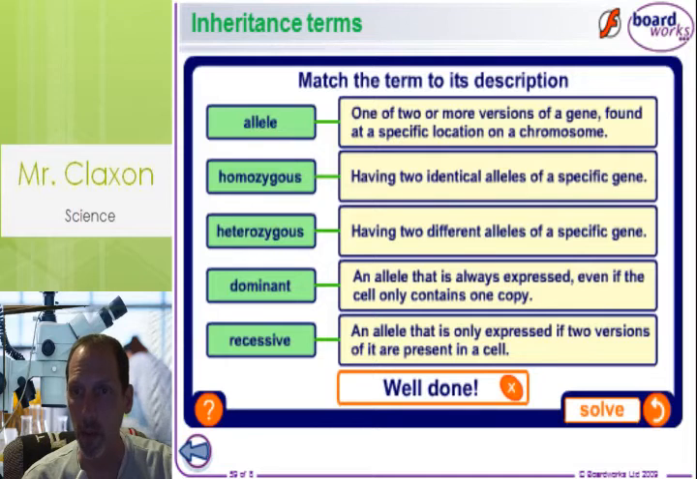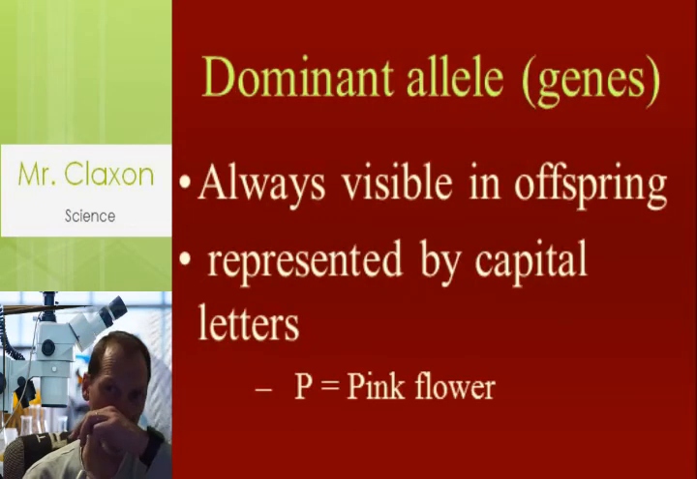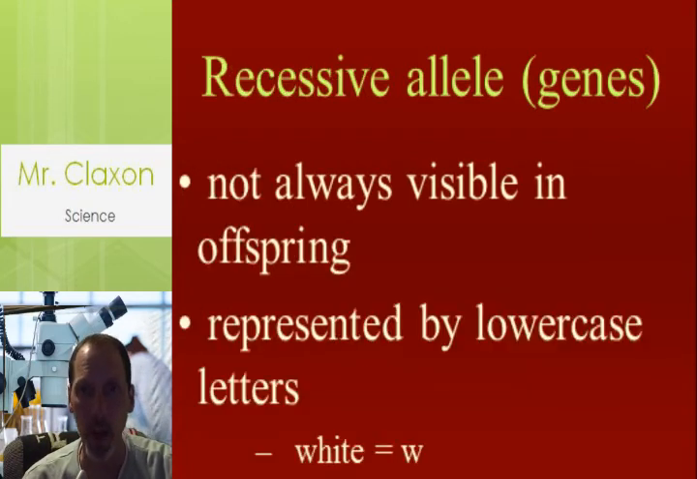So alleles would be these variations. I'll put these in the notes so you'll have that, but that's what an allele is: pink and blue. And it's telling you dominant is always visible. We use a capital letter to represent dominant. Recessive, it doesn't always show up. We use a lowercase letter, and so it could be a lowercase w for white.